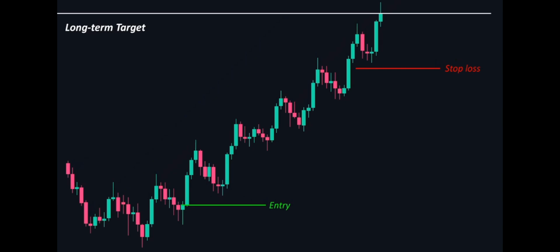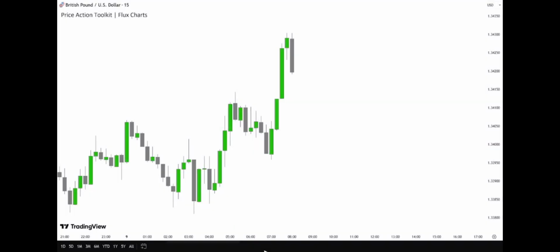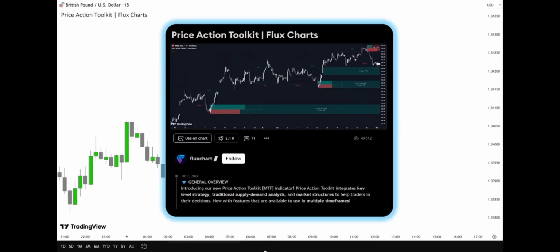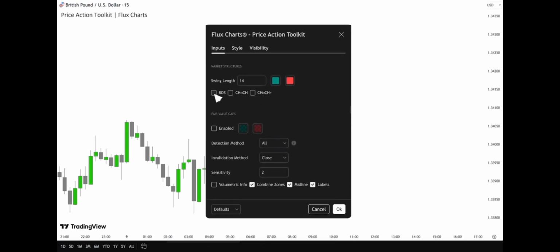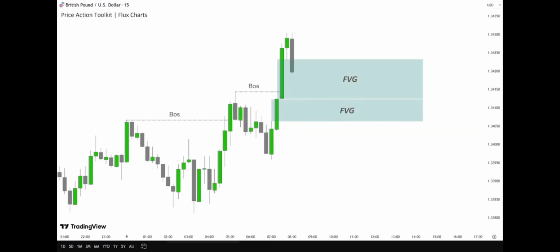Now, let's look at some examples on the price chart to fully apply this trading strategy. Here we have pound dollar on the 15-minute chart. As I mentioned previously, we're going to use Price Action Toolkit indicator to apply smart money concepts on the chart. So, from the indicator settings, let's apply the fair value gap, break of structure, and change of character. Now we can see that price is clearly making higher highs and higher lows, with strong breakouts to the upside. This means we are bullish on this pair and only looking for buying opportunities.